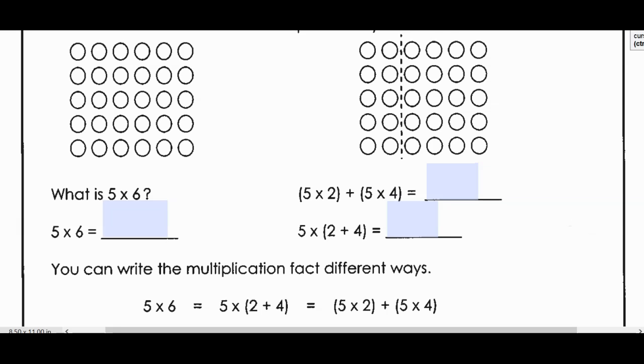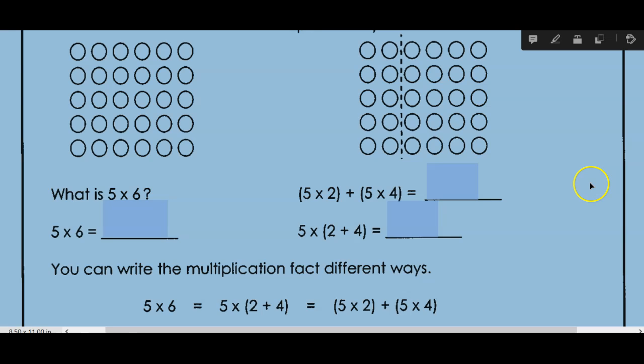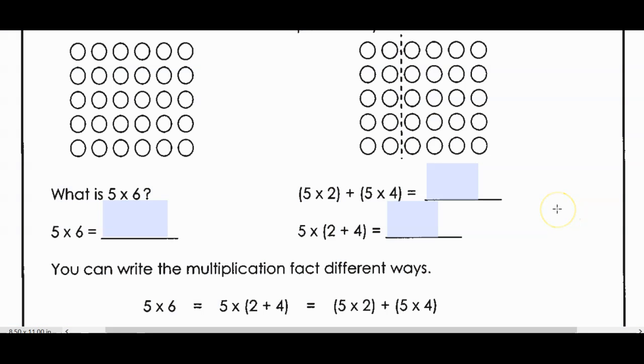Go to page 4. Here's another example. Okay, what's 5 times 6? 30. Or you could break it apart. This is what they did. They broke this apart, and now I have 5 rows with 2, 5 times 2. Then they broke this up. Then whatever was left, I have 1, 2, 3, 4, 5 rows with 4 each.